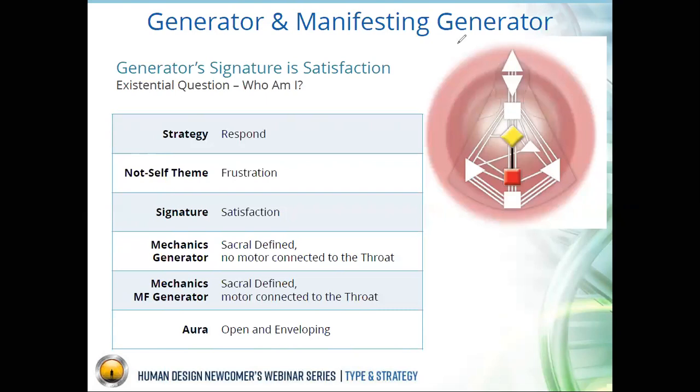So when we put this kind of a slide up for any type, what we're trying to do is give you signposts to look out for. You know, so if you can look back on a decision you made and say, did I respond?